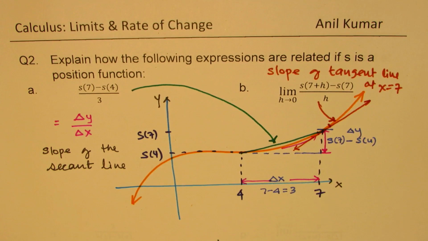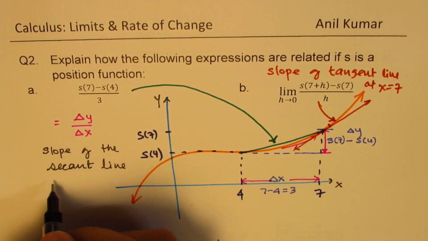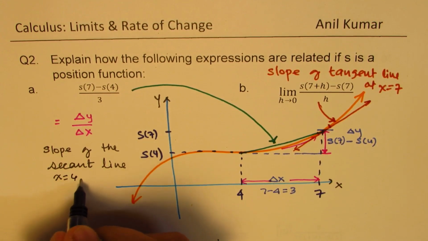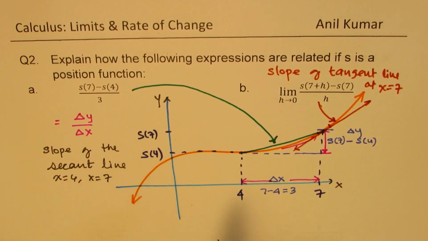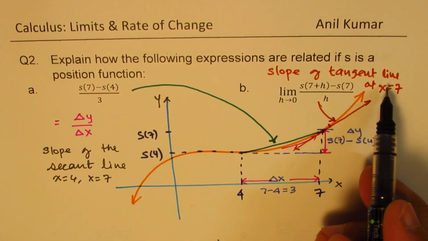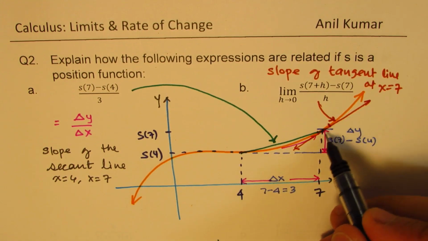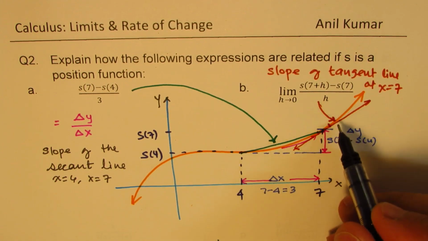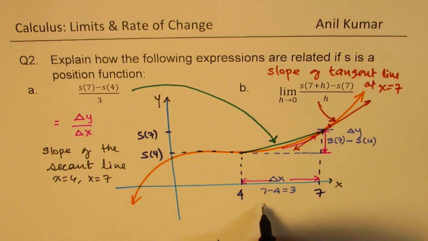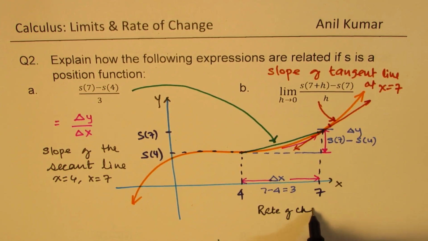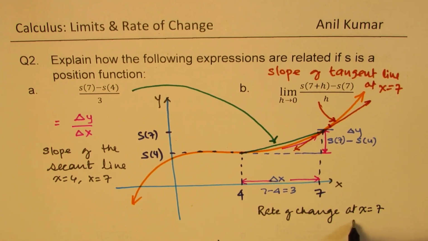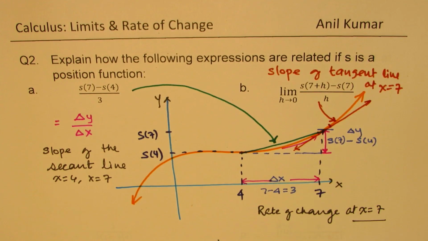So in the first case, it is slope of secant line, which is from x equals to 4 to x equals to 7. And here we have a slope of tangent line at x equals to 7. So this slope gives you approximate rate of change, right? So this also represents rate of change at x equals to 7 in this particular example. So I hope this part is absolutely clear.